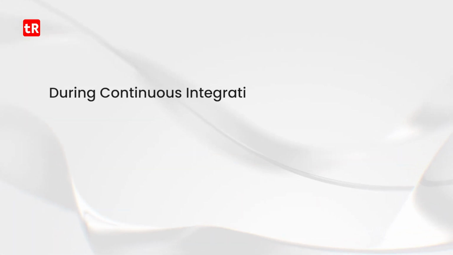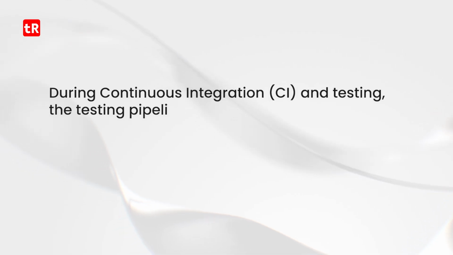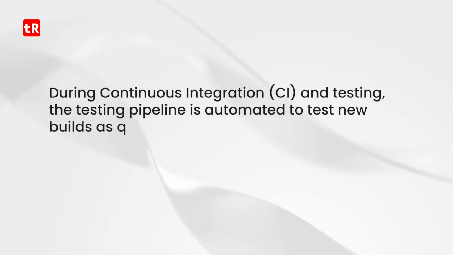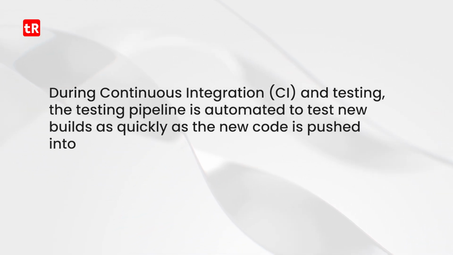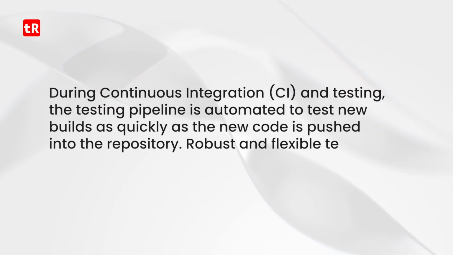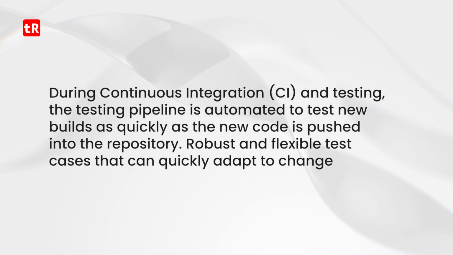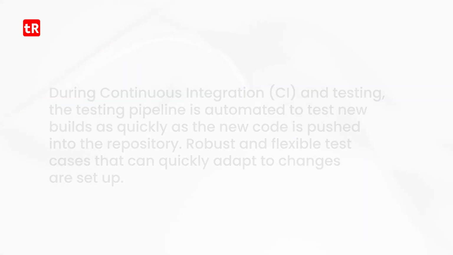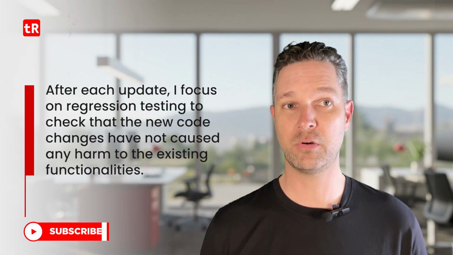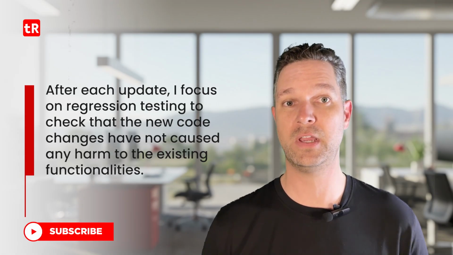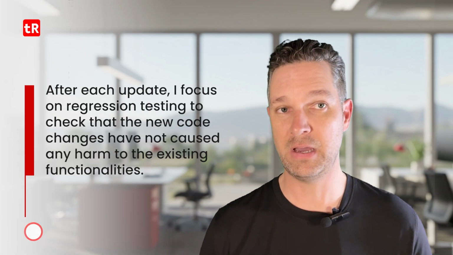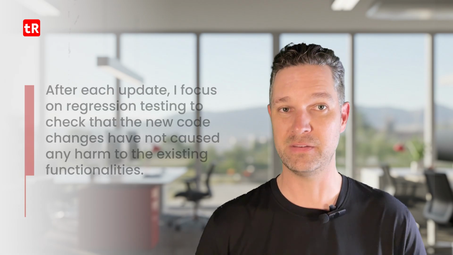During continuous integration, that's CI, and testing, the testing pipeline is automated to test new builds as quickly as the new code is pushed into the repository. Robust and flexible test cases that can quickly adapt to changes are set up. After each update, I focus on regression testing to check that the new code changes have not caused any harm to existing functionalities.